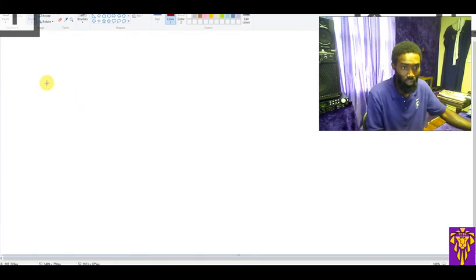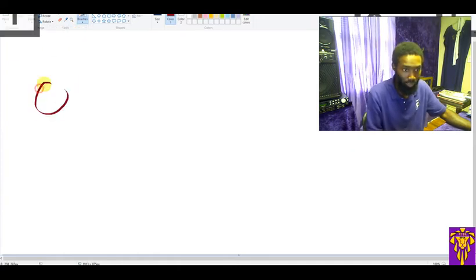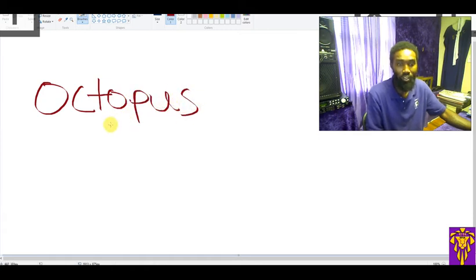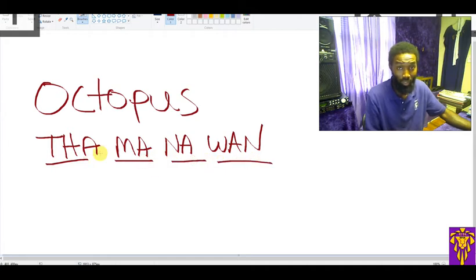So now we're on the next animal. And everyone wants to know, this is a creepy animal right here. Octopus. Creepy animal. How would you say octopus in the Hebrew? How would you say that? Ta, ma, na, wan. Ta, ma, na, wan. Tamanawa. Long word, right?